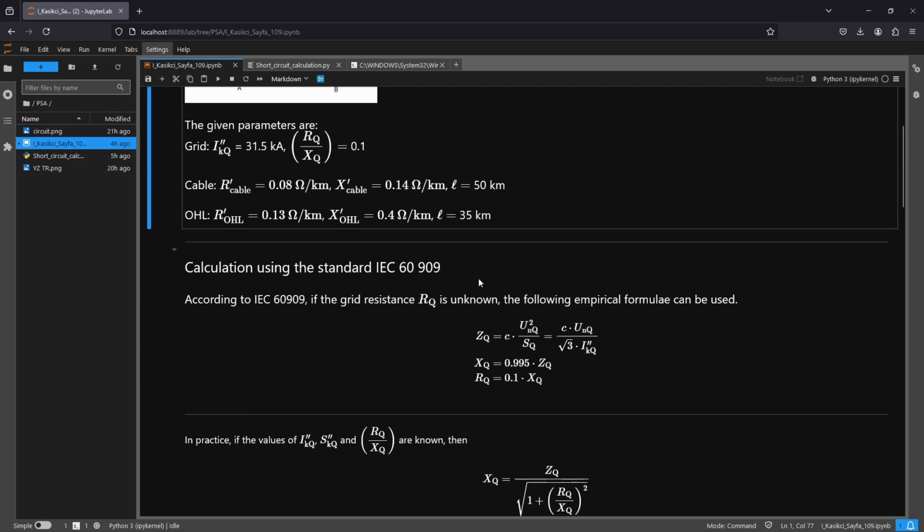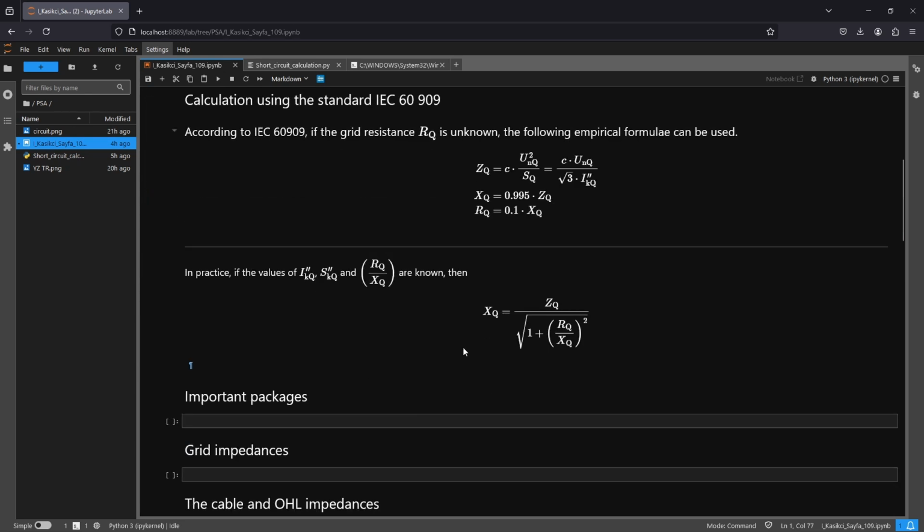According to the standard IEC 60909, if the resistance of the grid, RQ, is unknown, the following empirical formulas are typically used, as listed here. But there is also a second case in which we have the ratio of resistance to reactance, which is the case for us. We can first calculate XQ, the reactance of the grid, once we find ZQ, and then from that ratio we can calculate RQ.